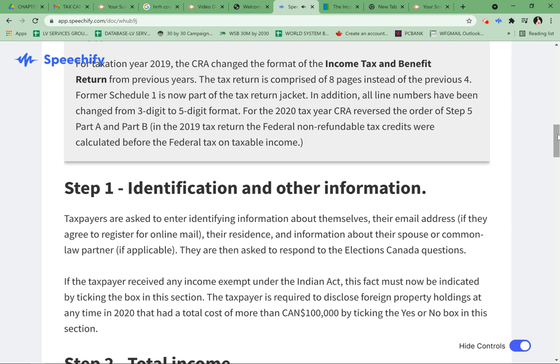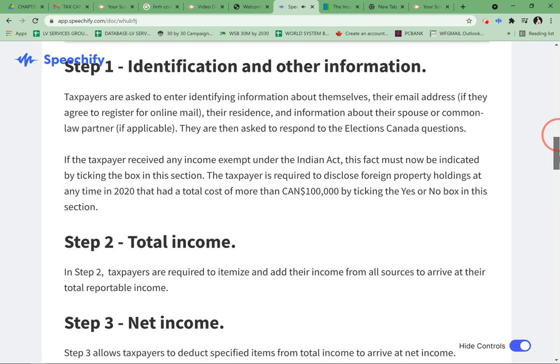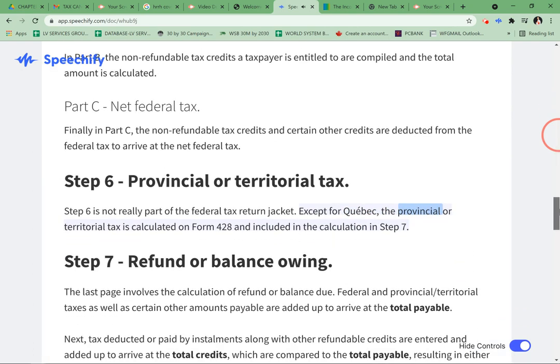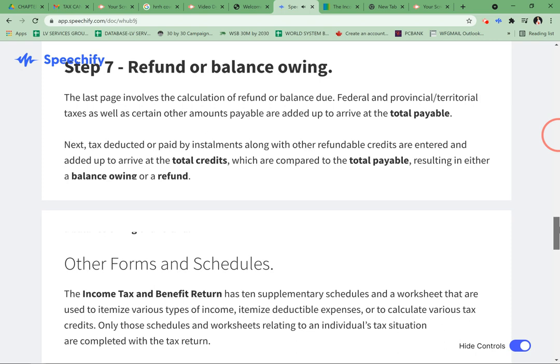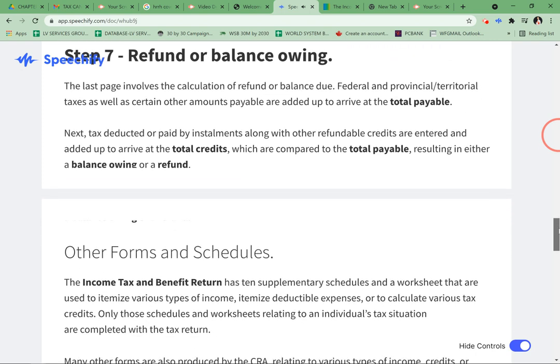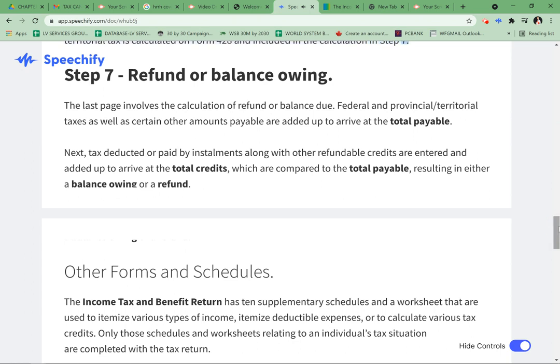Step 6 Provincial or territorial tax. Step 6 is not really part of the federal tax return jacket. Except for Quebec, the provincial or territorial tax is calculated on Form 428 and included in the calculation in Step 7.